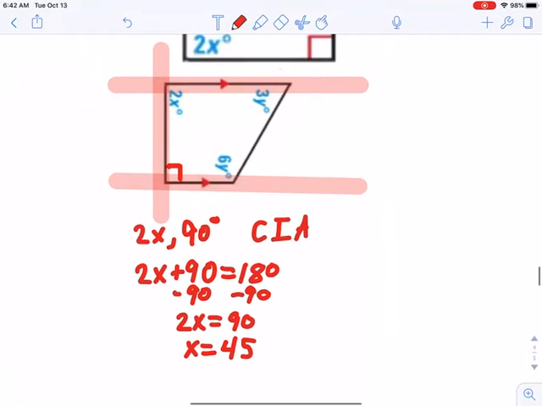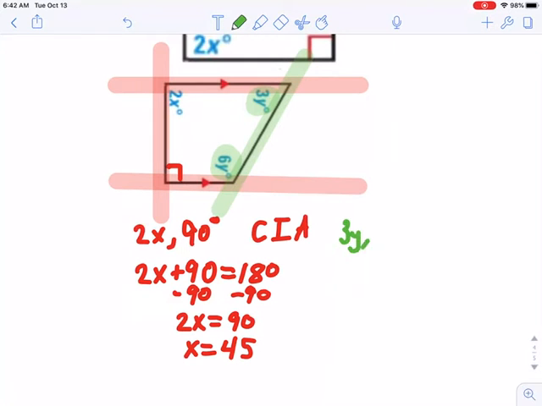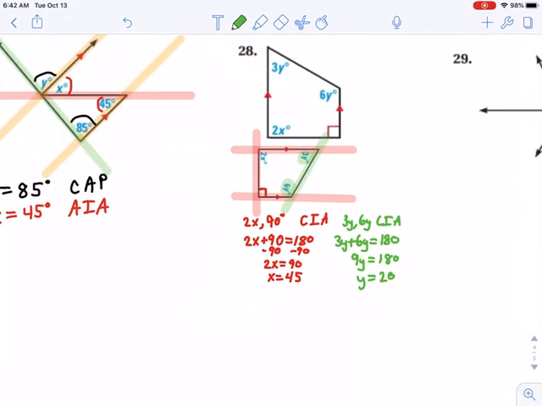All right, similarly, if I emphasize this transversal, I can see that 6y and 3y, they're also consecutive interior angles, so I know that they're going to be supplementary. So again, it looks quirky, but if you just isolate the information, emphasize some lines, things aren't as bad as they seem. Okay, so that's how you do that problem right there.